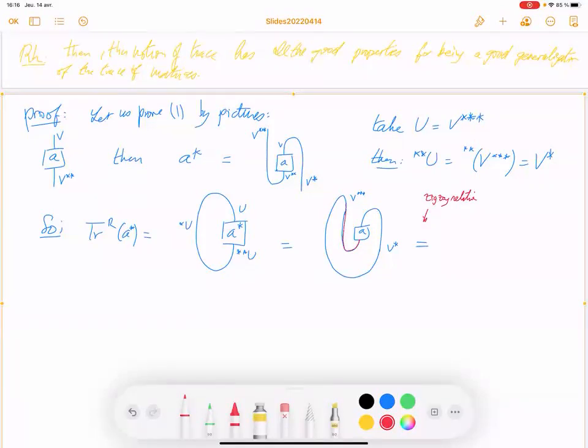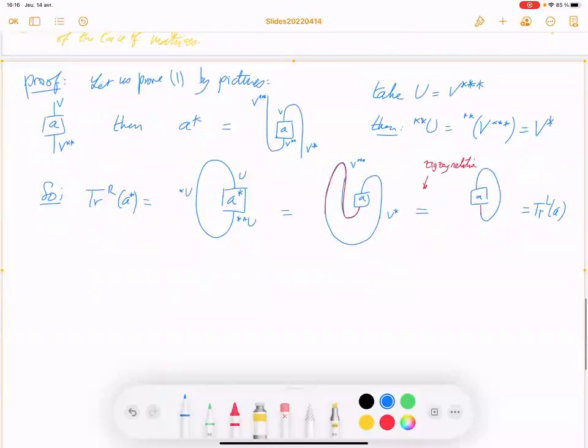On this part here. And what you get, you have this part can be replaced by a small straight line. You have A, and what you see, like that. And what is that? This is exactly the left trace of A. So this is the proof of the first point.